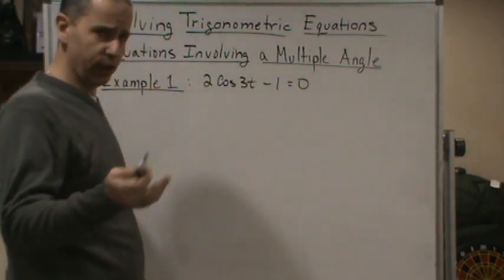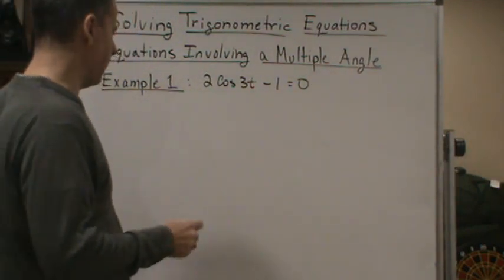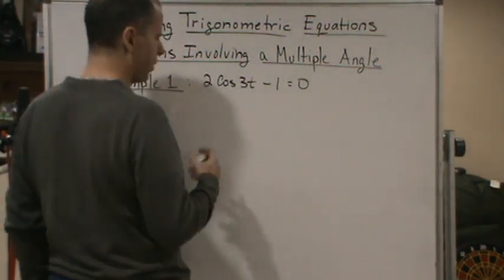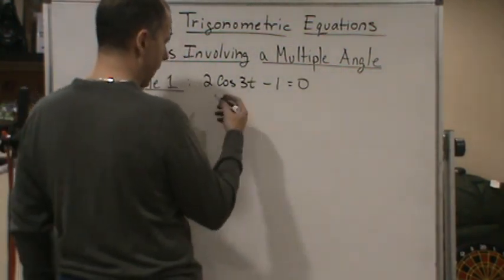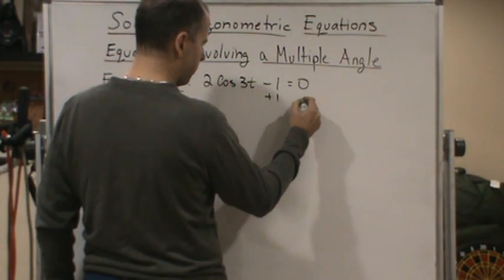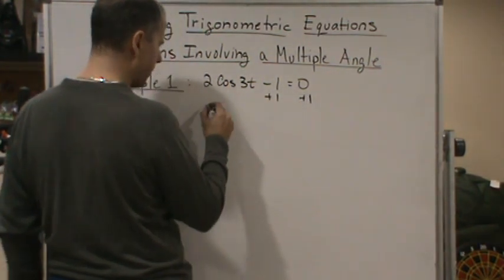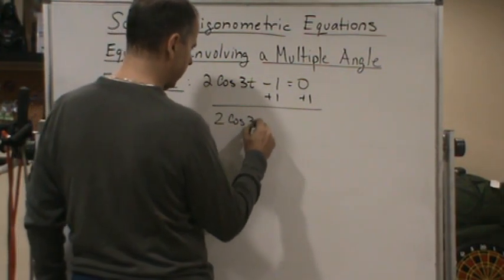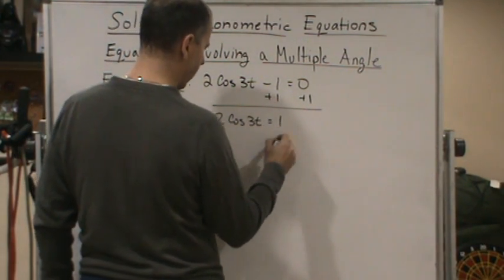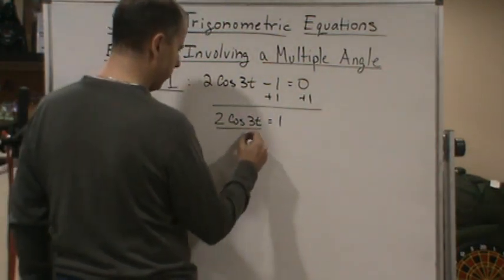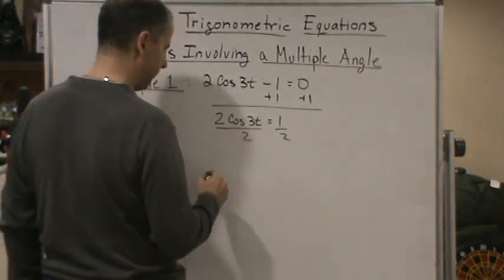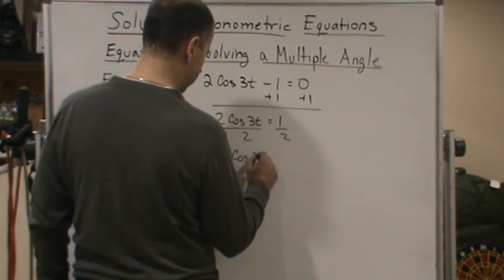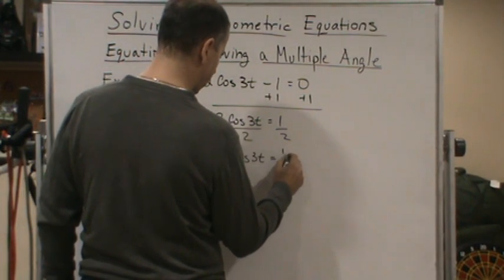We're just going to use the algebra properties that we know. So I'm going to isolate the trigonometric function. I'm going to add 1 to both sides, and that's going to give me 2 cosine 3t is equal to 1. Then I'm going to divide both sides by 2, and so this gives me cosine of 3t is equal to 1/2.